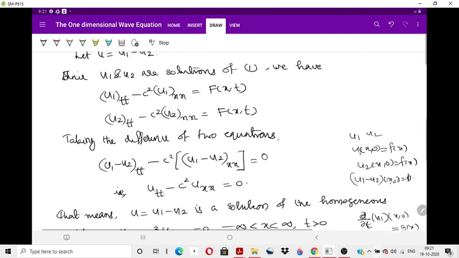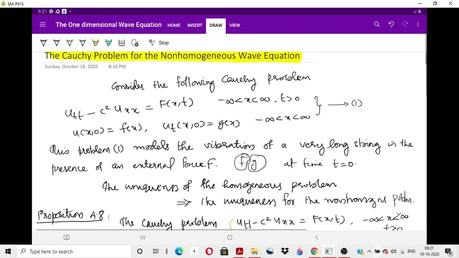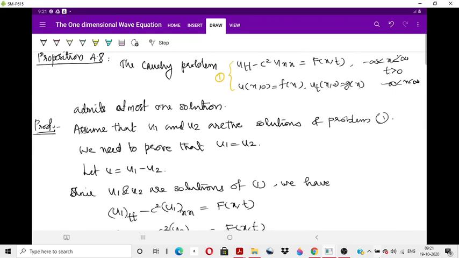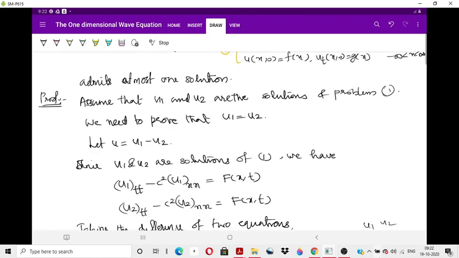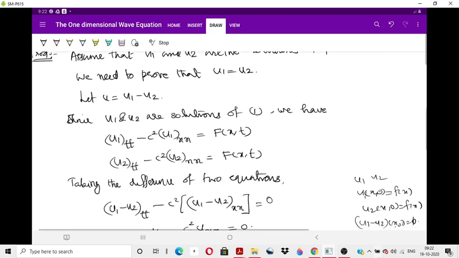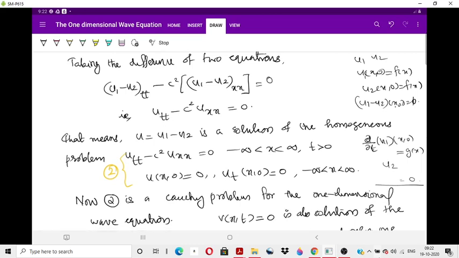So if the non-homogeneous Cauchy problem for the one-dimensional wave equation has a solution, then it must be unique, that is, it has at most one solution. So first we have proved that if there exist solutions, let u1 and u2 be any two solutions, and then we proved that both are the same by considering their difference, u equal to u1 minus u2. Since u1 and u2 are two solutions of equation 1, their difference will be a solution of the homogeneous equation given by equation number 2. Since the Cauchy problem for the homogeneous equation is well posed, and the zero function is also a solution of equation 2, we have u1 equal to u2.